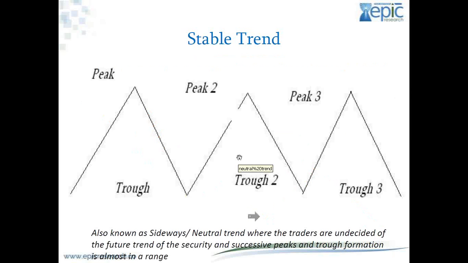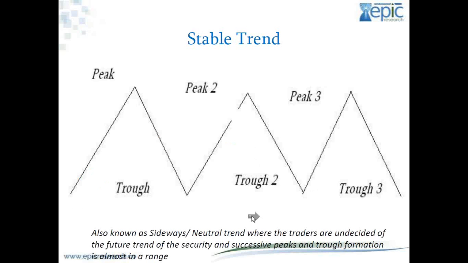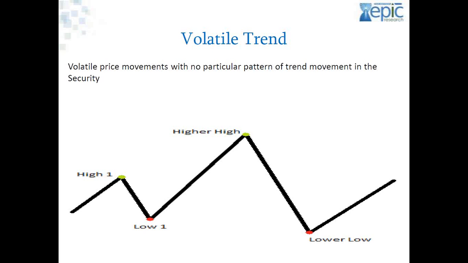This is a stable trend. When the markets are not moving, we call it a stable trend. It is moving in a very tight range. It is known as a stable trend or a sideways trend. This is a very volatile trend, where it makes a higher high and higher low, or maybe a lower low formation in the making.